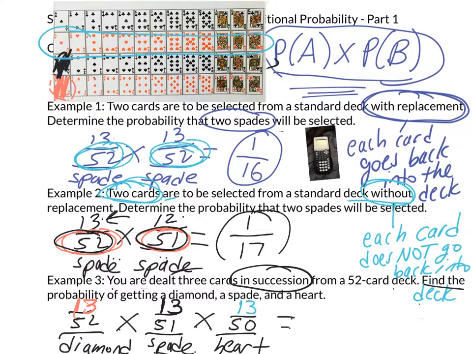So this is what I mean by when it's without replacement, you are not guaranteed anything about the tops of these fractions. Notice here I have 13, 13, 13 all across the board. The only thing we are guaranteed is that the bottom, the denominator, is going to go down by 1. Since we're drawing different groups, different categories, the numerator did not go down. So you're going to type into your graphing calculator 13 over 52 times 13 over 51 times 13 over 50. And let's see what we get.